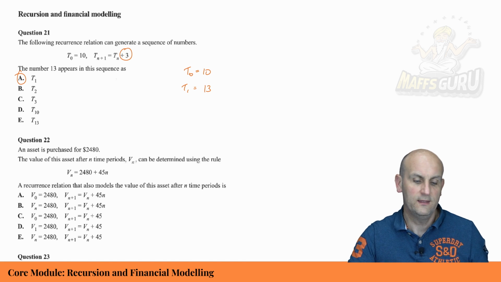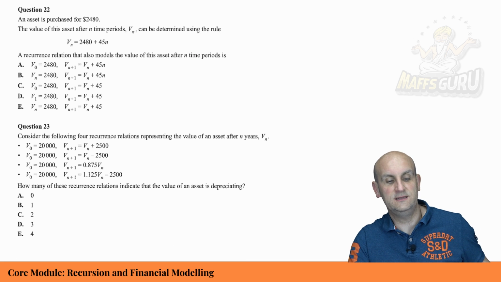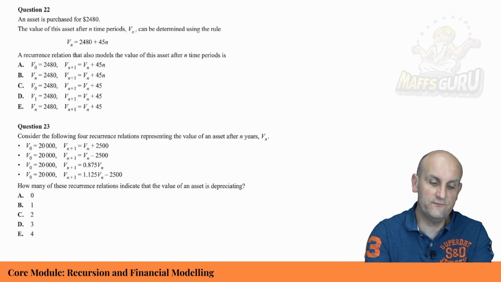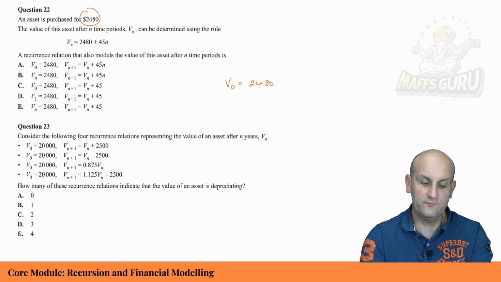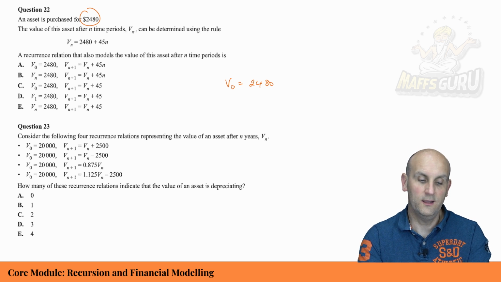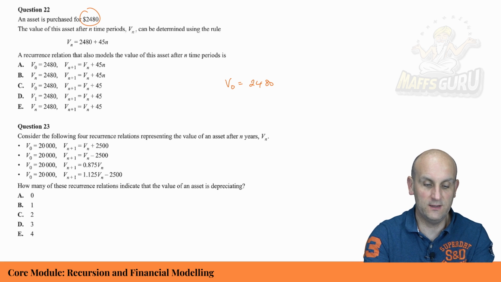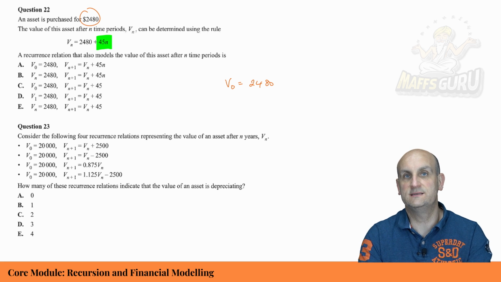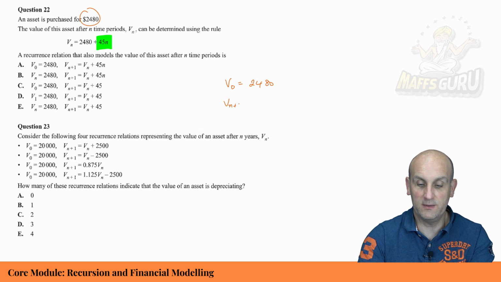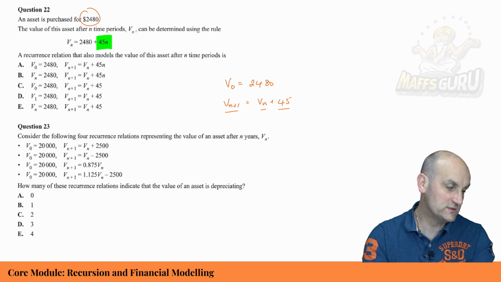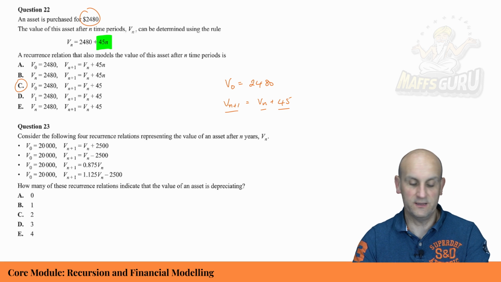An asset is purchased for $2,480. And again, trying to read this, this is my V0. So V0 is 2480, and it's given me an equation in terms of n, it's given me a rule, but now it wants me to go to a recurrence relationship. I know here that that rule basically means that I'm taking each term and adding on 45 to get to the next term. Okay, so again, trying to decode these things is probably half the battle. So if I write that down as to get to my next term, take my previous term and add 45, and then match it, I think question 22 came out with C as my correct answer.